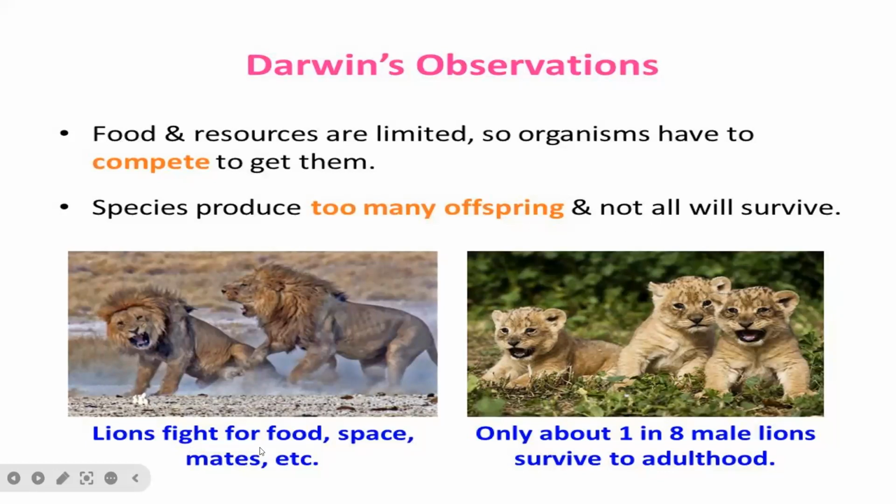You can see lion and tiger compete for food, space and mates. They fight for food, space and mates also. Here only about 1 in 8 male lions survive into adulthood.